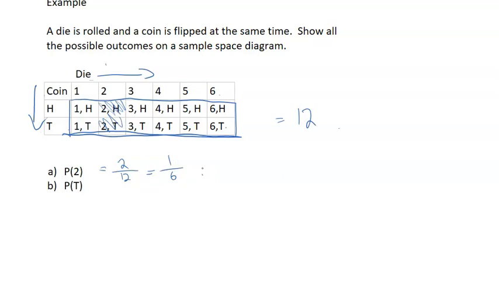The probability of getting a tail, on the other hand, is a lot bigger because it's all of these options across the bottom. That means there are 6 out of 12, which is 1/2 simplified. Okay, so that's it. Give it a go.